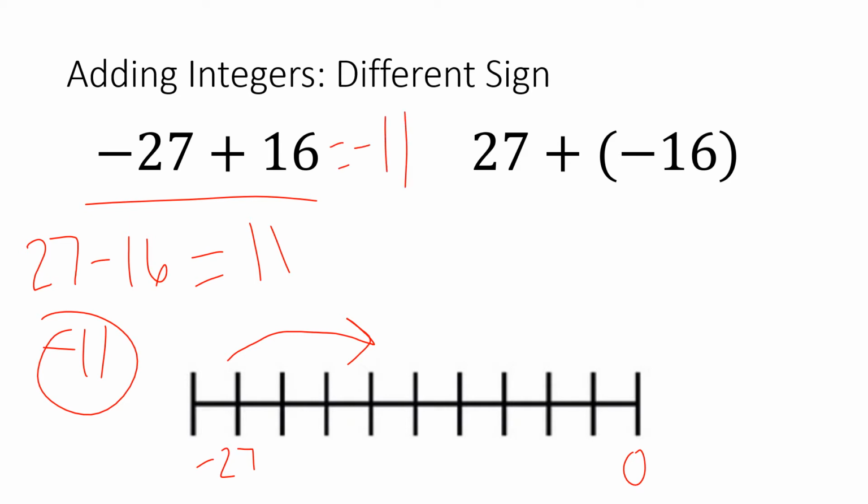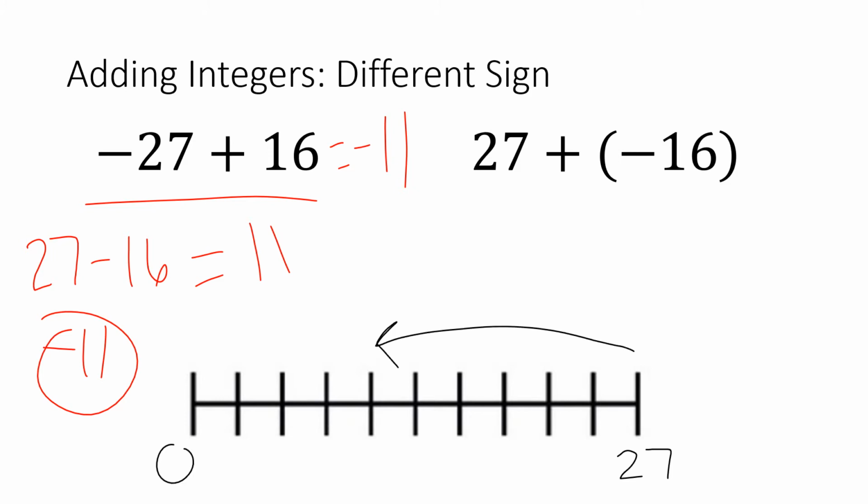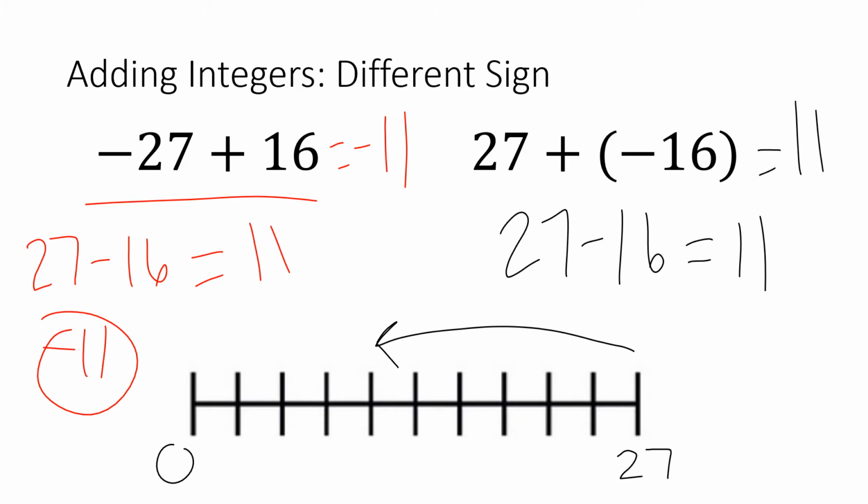But if we are starting at positive 27 and adding negative 16, right? That means we're going more towards 0 this way. The absolute value of our answer will still be smaller, but we're still going to be in the positive. So 27 minus 16 is 11, but we're still in the positive 11.